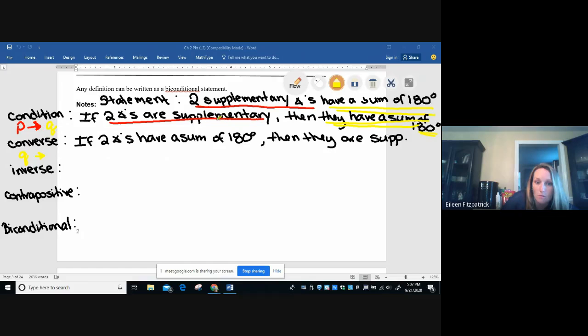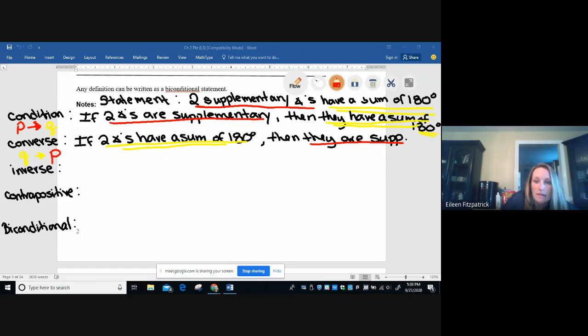The hypothesis was talking about supplementary, the conclusion was talking about sum of 180. As long as those topics are flipped, it doesn't have to be exact word for word. You can change the words a bit or keep some words to make the statement make sense. But notice now it's if Q, the Q has to do with the sum of 180, then P. So I flipped the hypothesis and the conclusion.